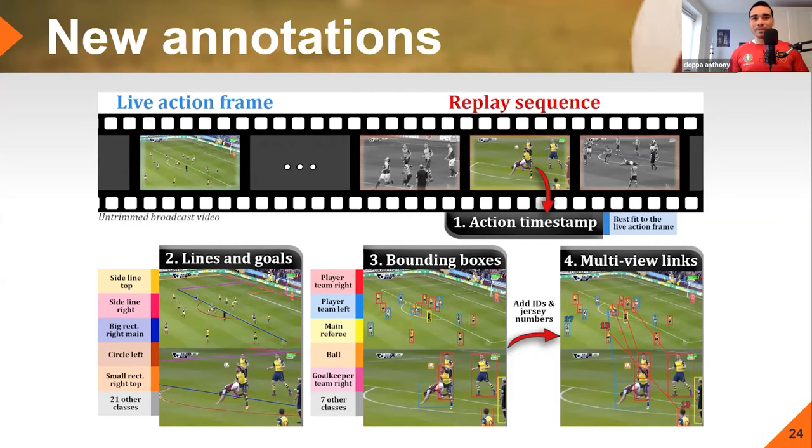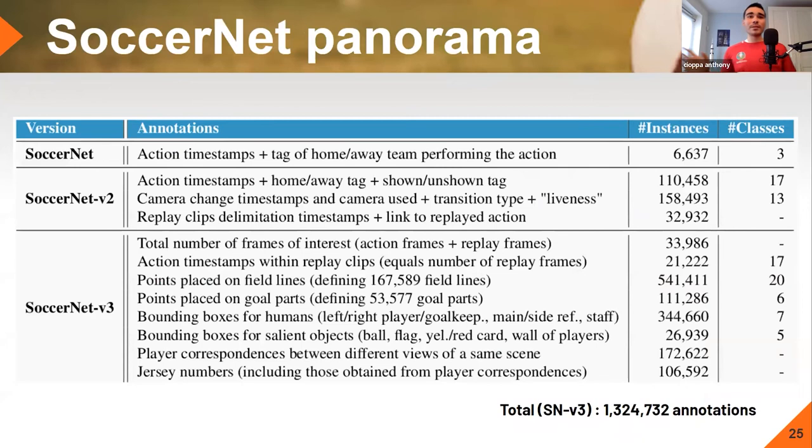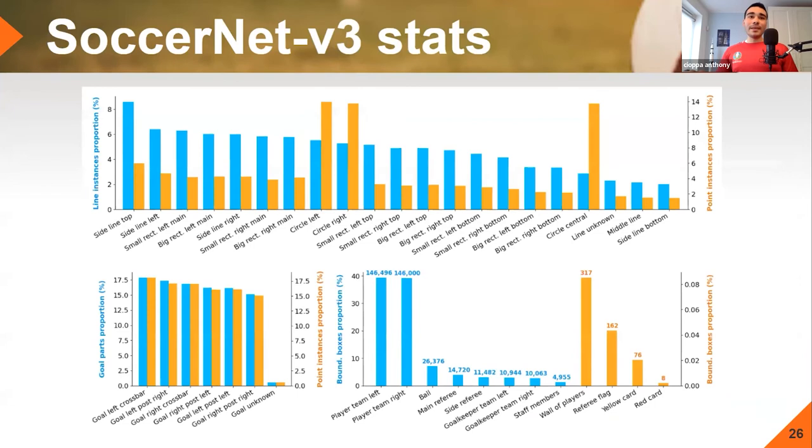Here you can see a summary of the different annotations that we have so far in SoccerNet. In total, our frame-based annotation corresponds to more than 1 million instances, which is absolutely huge. I'm also providing here some different stats for the annotated classes. And after the talk, feel free to pause here on the information to have a deeper look.